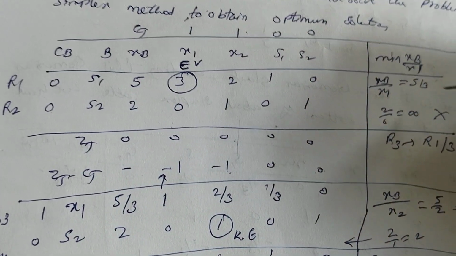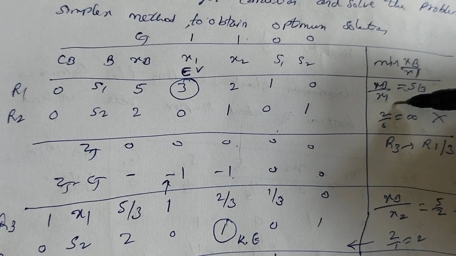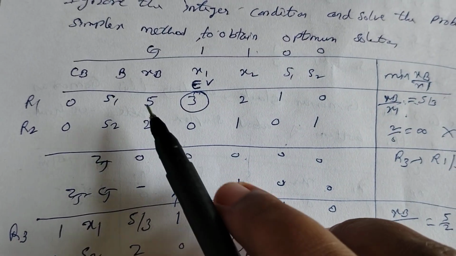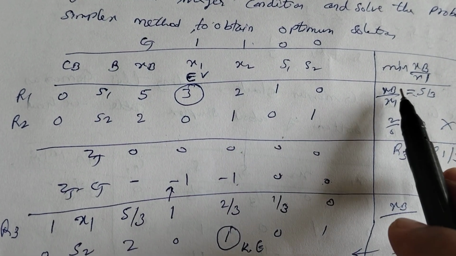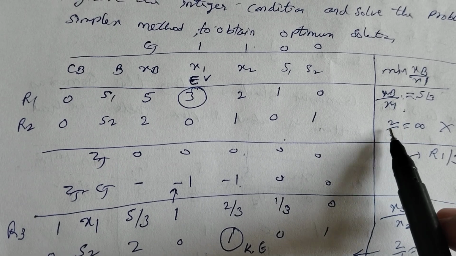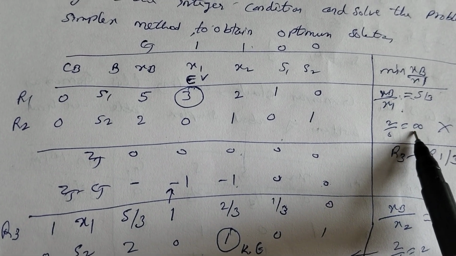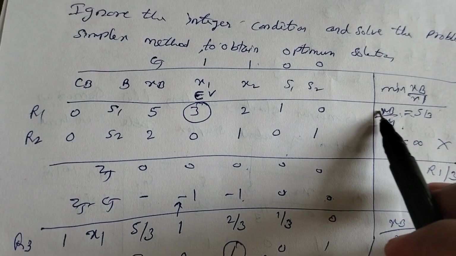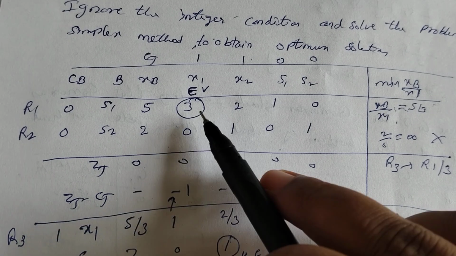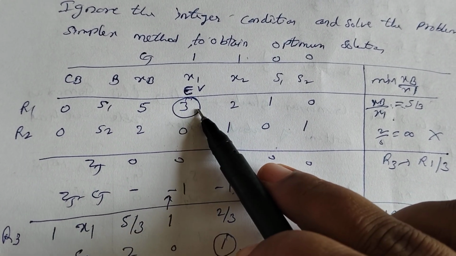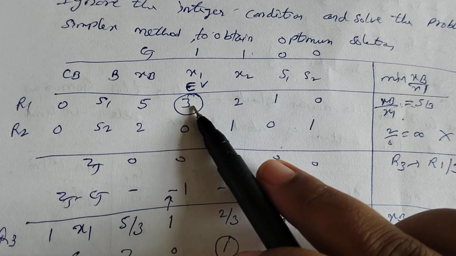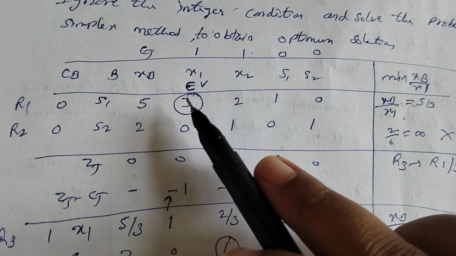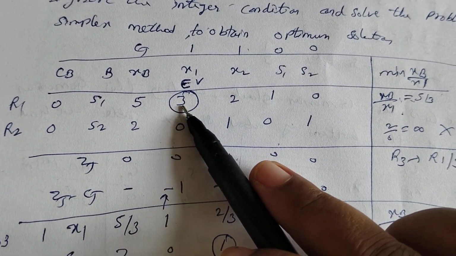On this side you have to do Xb divided by x1: 5 by 3 and 2 by 0. 5 by 3 stays as it is, and 2 by 0 is not defined, it is infinity, so ignore this one. The row and column where they coincide give the key element. 3 is the key element. Now the next step is to make this key element 1, so write the transformations.